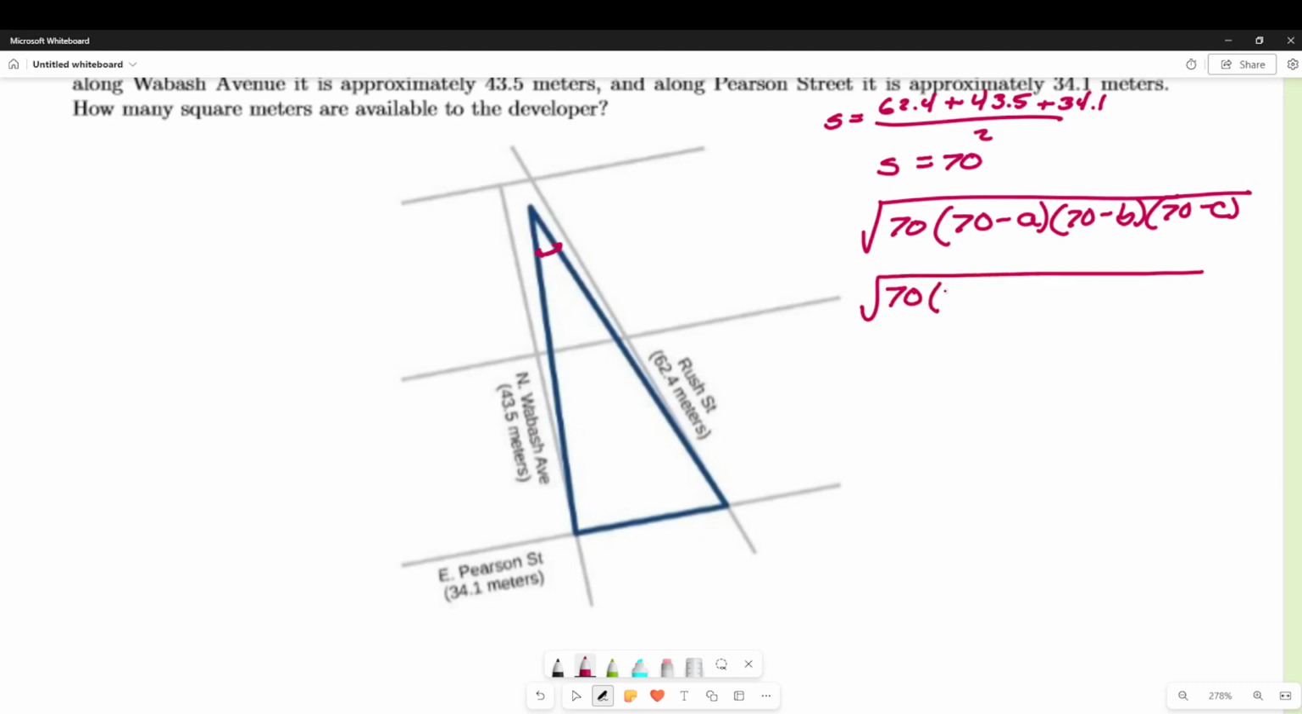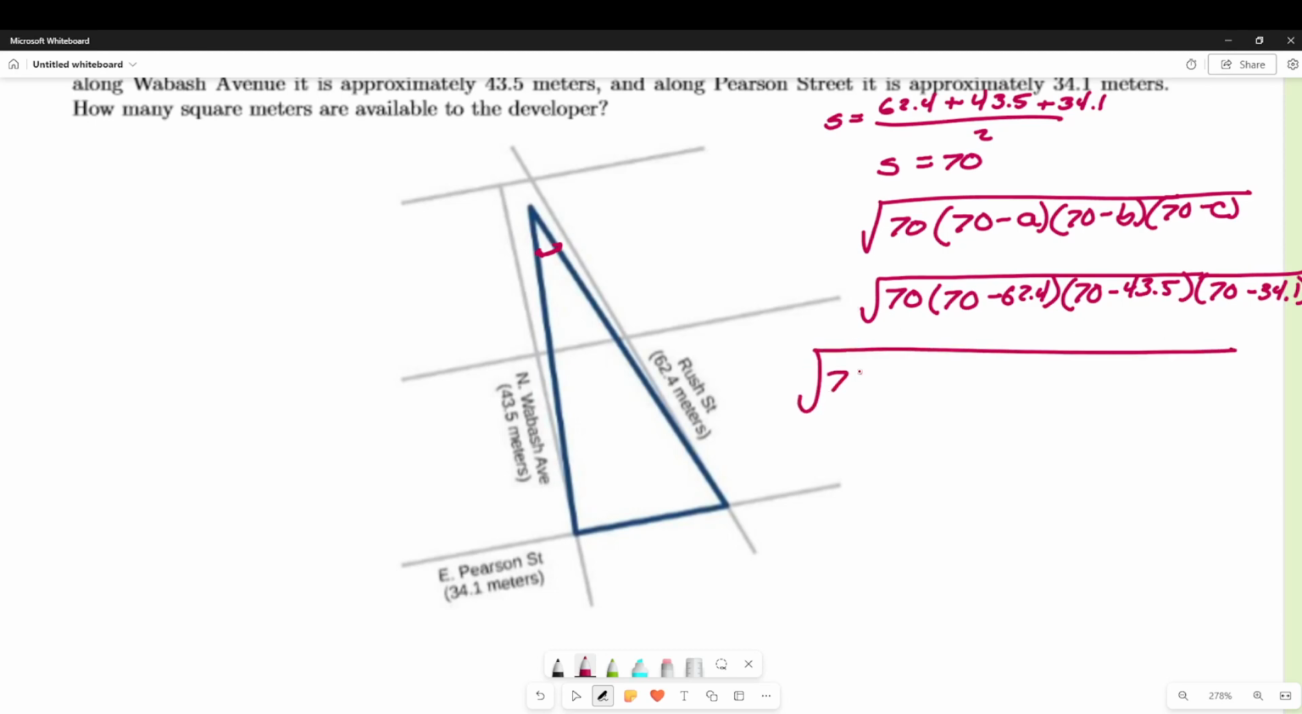So 70, and then 70 minus 62.4, and then 70 minus 43.5, and then 70 minus 34.1. Notice we don't care what order they're in, which one's labeled A, B, or C. So square root of 70 times, what is it, 7.6 times 26.5 times 35.9. Hopefully I've gotten those right.